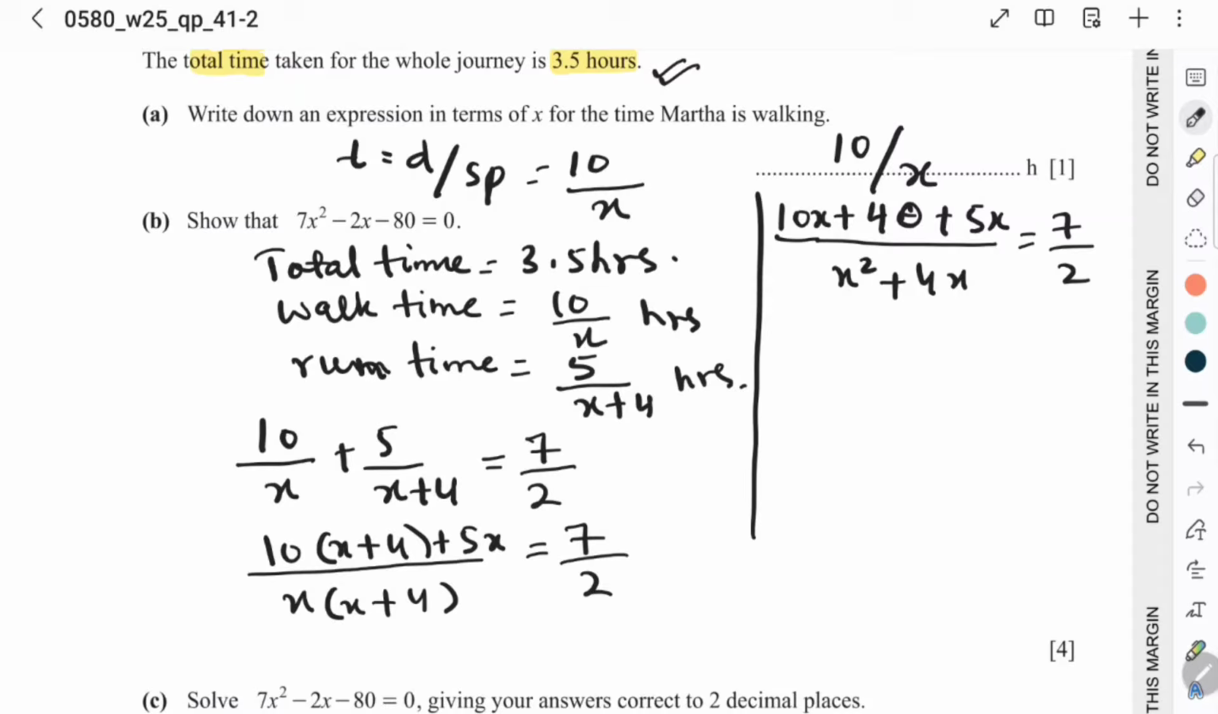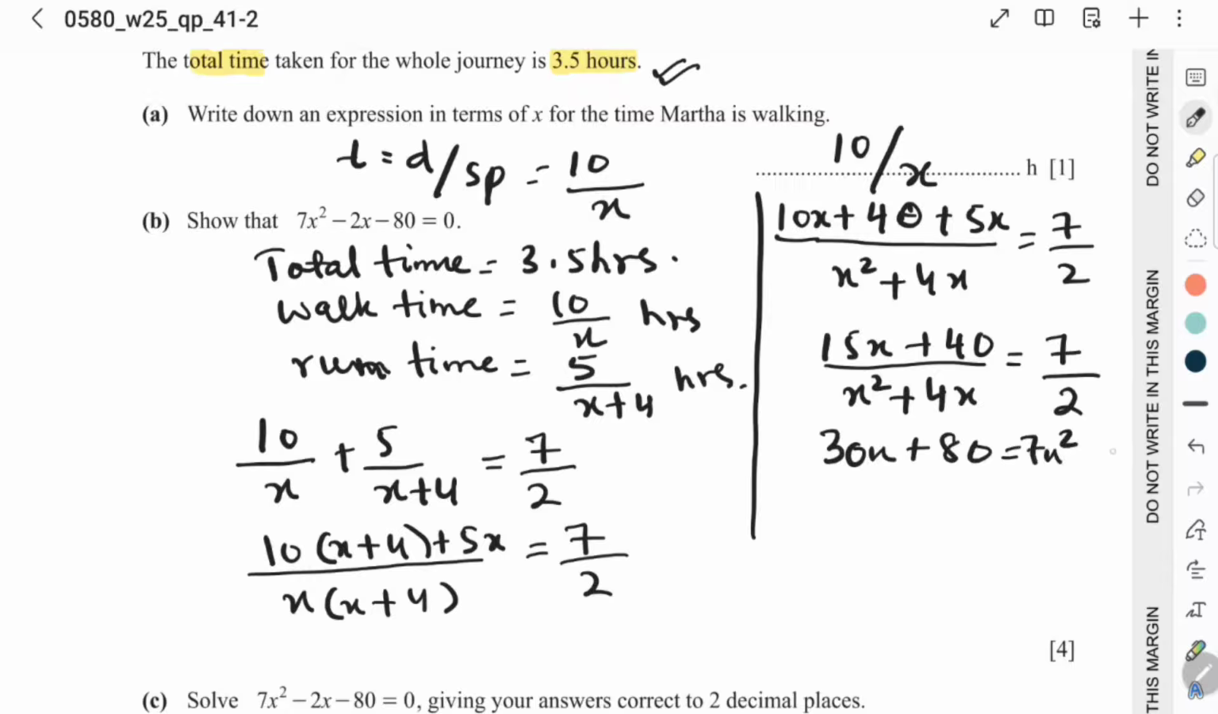So we have 15x plus 40, and the other numerator and denominator are already simplified. Simply cross multiply: 2 times 15x plus 40 is 30x plus 80, and 7 times x squared plus 7 fours are 28x. Write down together: 7x squared plus 28x minus 30x minus 80 equals 0.